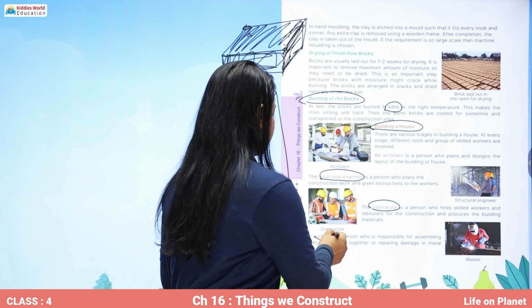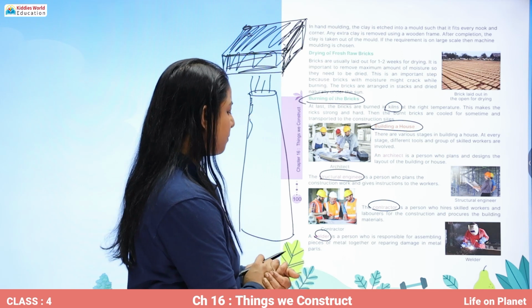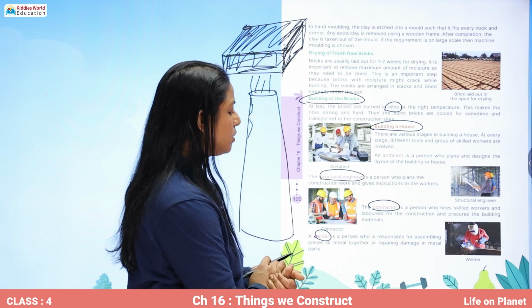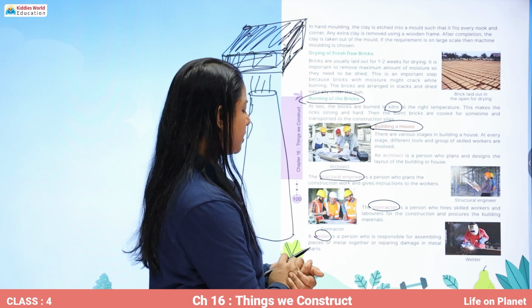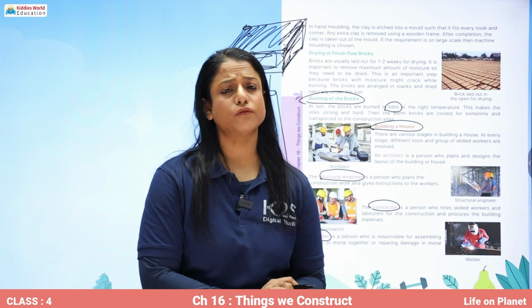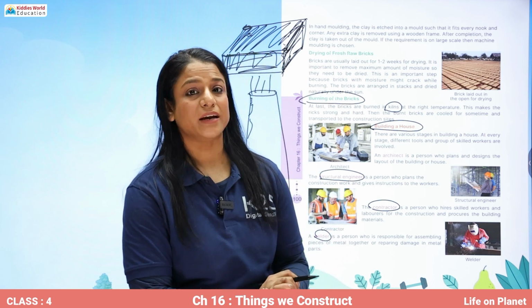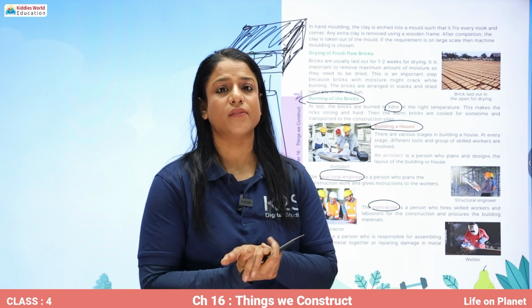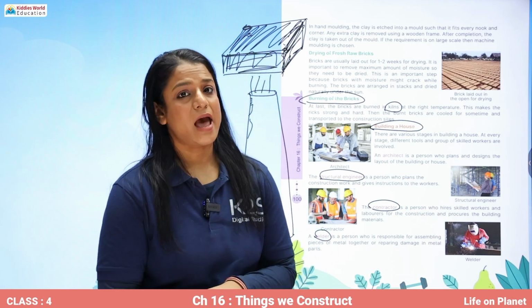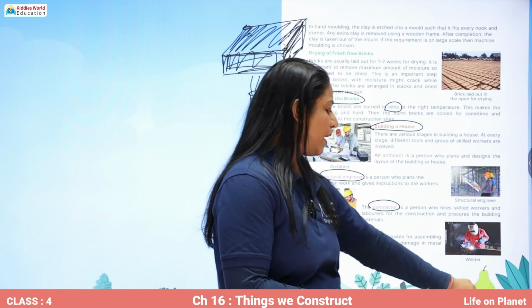Then comes a welder. A welder is a person who is responsible for assembling pieces of metal together or repairing damage in metal parts. So in pakka houses, there is a lot of iron work, metal work, and the iron rods and the metal rods are being joined together by welding. And who does the welding? A welder does the welding.